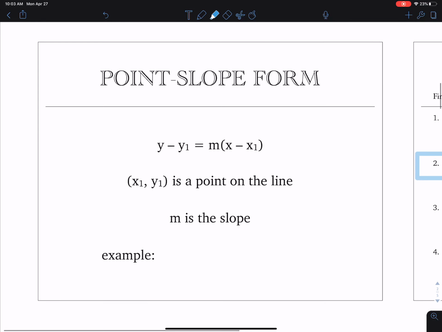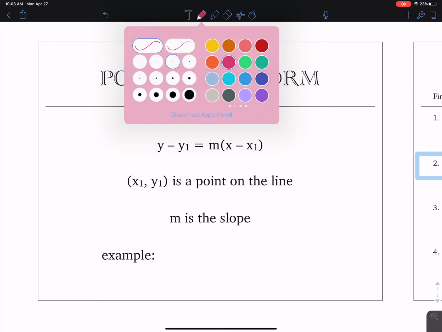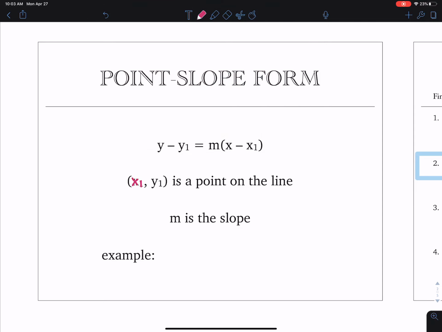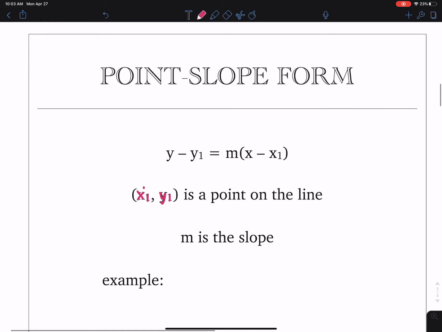And again, here's point slope form. So the first thing we have is our point. So x1, y1 is just going to give us a point on the line. And you can see that x1 is right here. And y1 is right here. And notice these signs also. So this means the opposite. Because they're both minus, they're going to be the opposites. So x1, y1 is a point on the line.